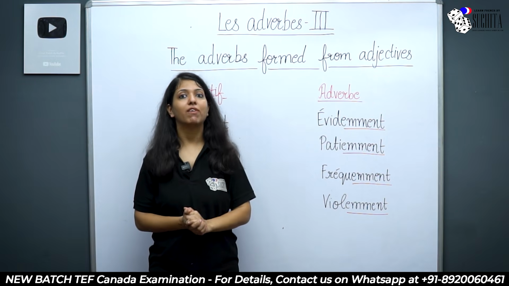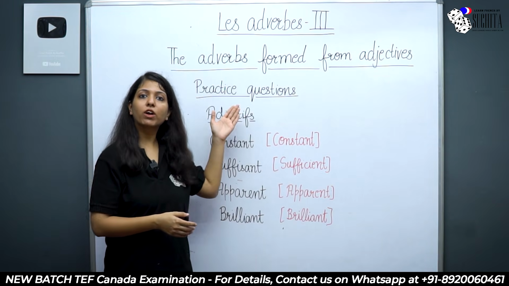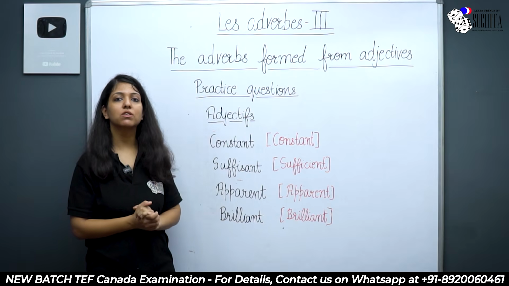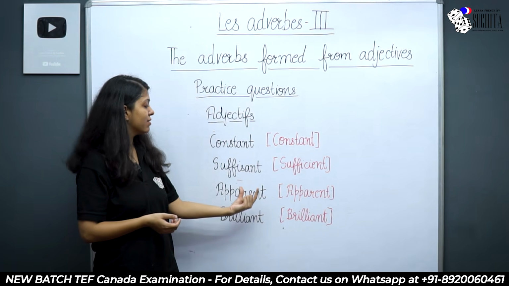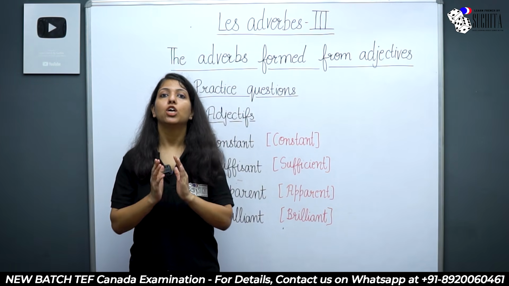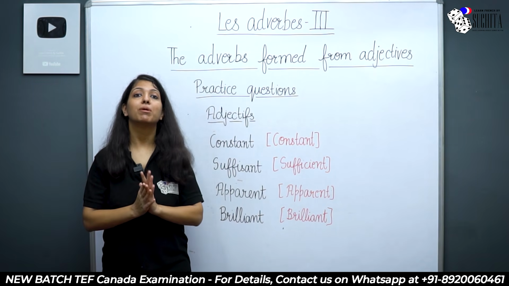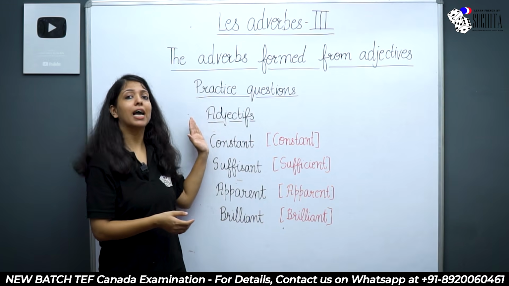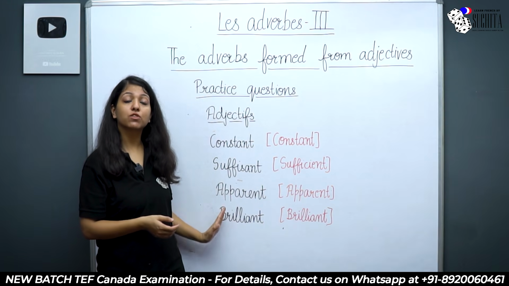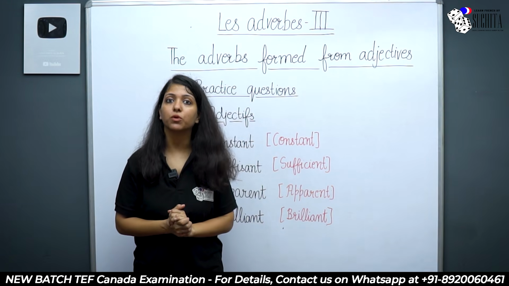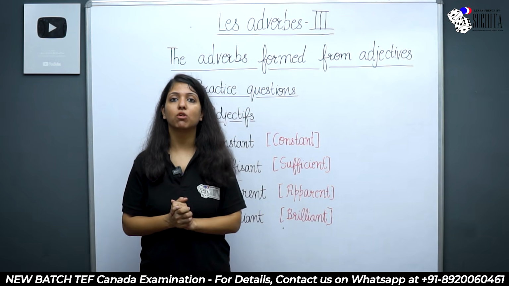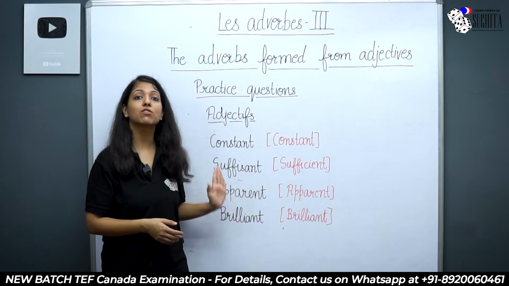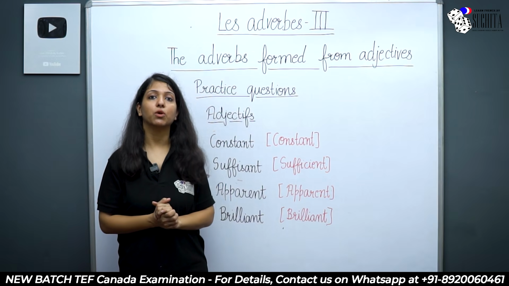Violent and violently. Now here in front of you, you are seeing some of the practice questions. You're seeing some of the adjectives. Some of them are ending with ANT and some of them are ending with ENT. Your task is that you need to grab a notebook, grab a pen. You need to make the adverbs from these adjectives using the rules which I've taught you in this video. And first do them on your own and then check the answers from the description box below. I'm going to mention all the correct answers for this in the description box below.